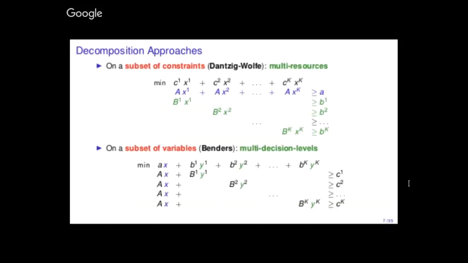So a bit about decomposition approaches. Here I'll talk mainly about Dantzig-Wolfe and Benders, and you can see one as being the dual of the other. In Dantzig-Wolfe, you decompose on the rows, so we have multiple resources, and these are linked by these blue rows, the linking constraints. Whereas in Benders decomposition, you have multiple decision levels, and these are all linked by these blue rows. So once you fix your blue rows, all your subproblems can be solved independently.